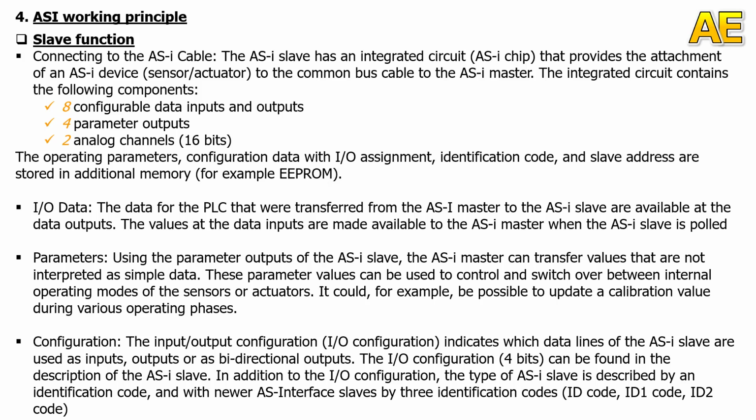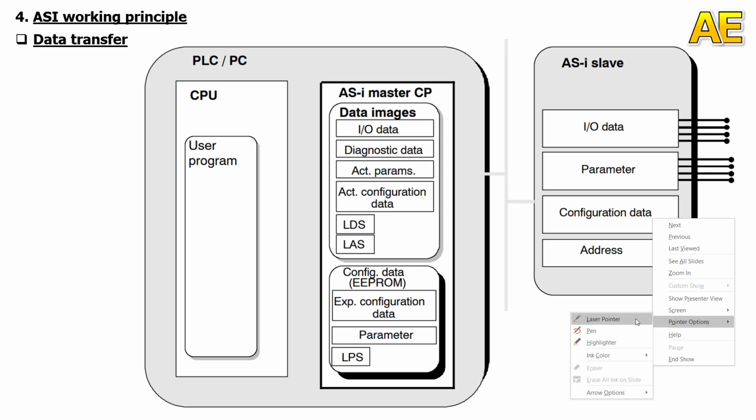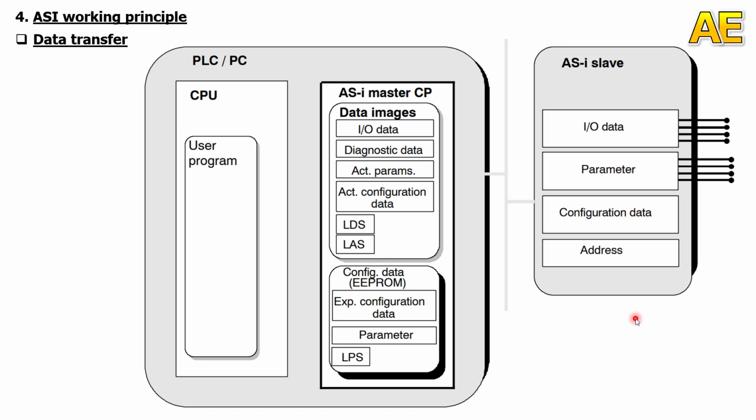Next, how the data is transferred in the ASI network. The following schematics show the system components in which data fields and lists of the system are stored. Firstly, we focus on the data image here. These contain the temporarily stored information.